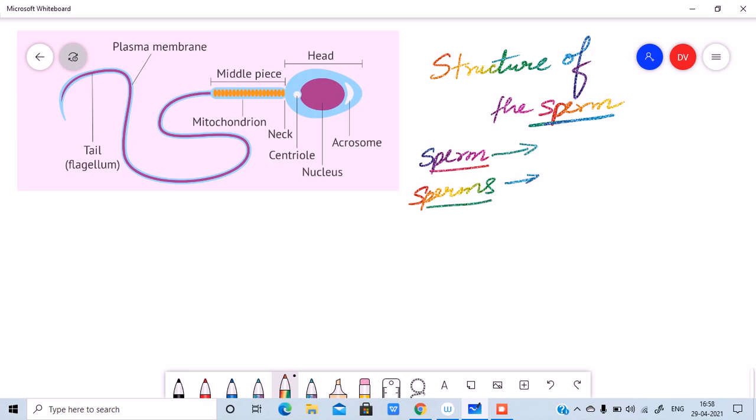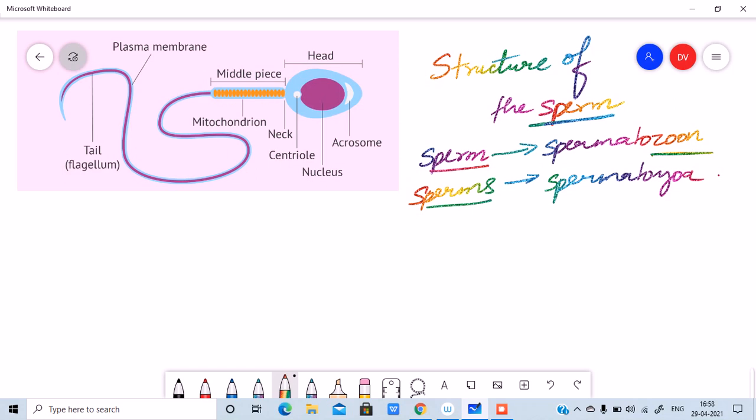Whenever you say a single sperm, you can call it spermatozoon. It means a single sperm, zoon, alright? And spermatozoa means a collection of sperms. More than one sperm, you call it spermatozoa. Alright guys, is that clear?